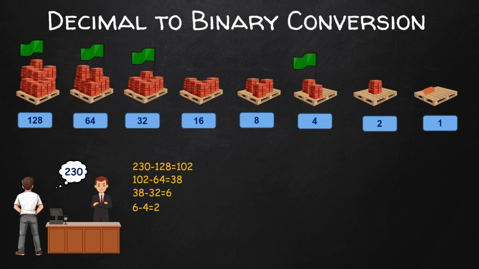Then Martin went to the seventh group and selected that because it has 2 bricks. The final number that Martin needed to fulfill the first customer order of 230 bricks was the remaining 2. So he selected that.